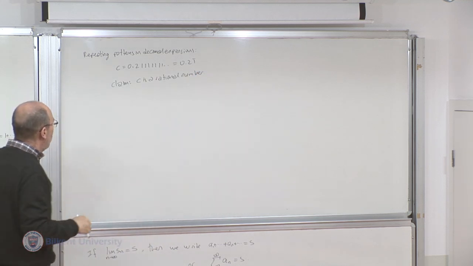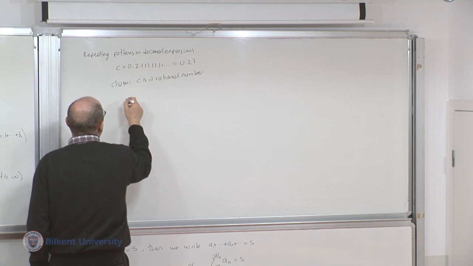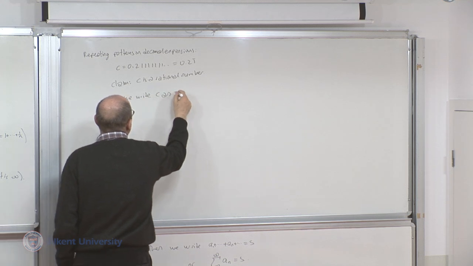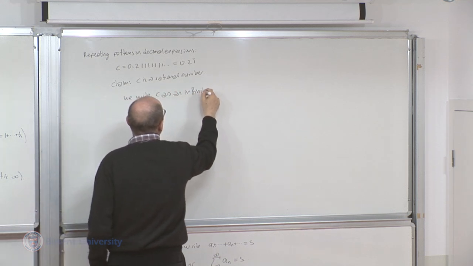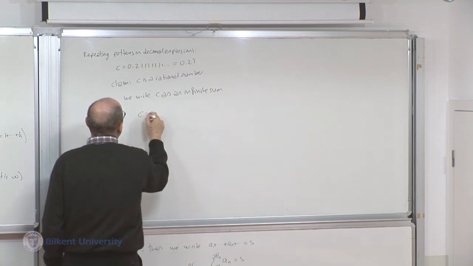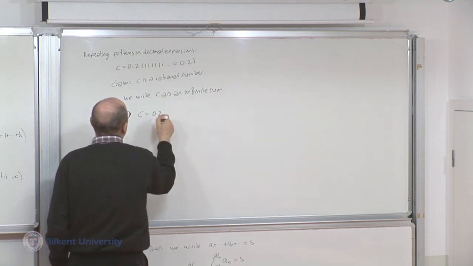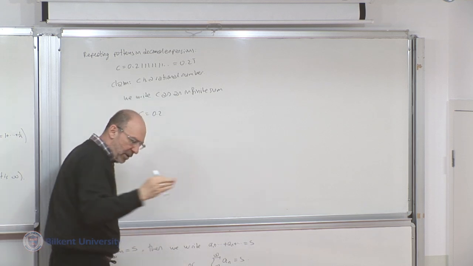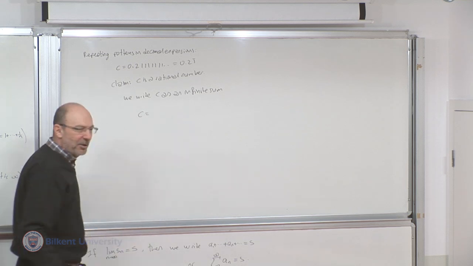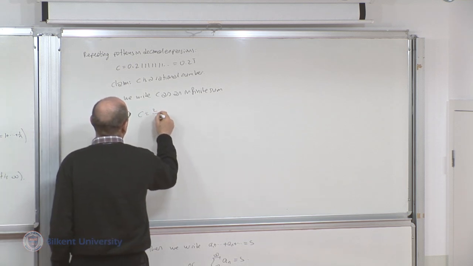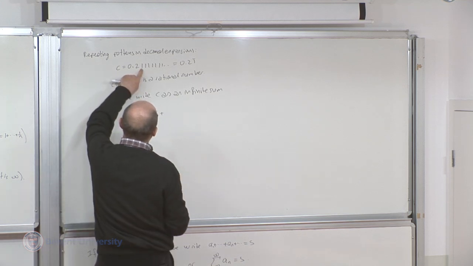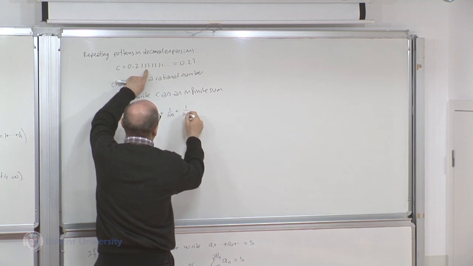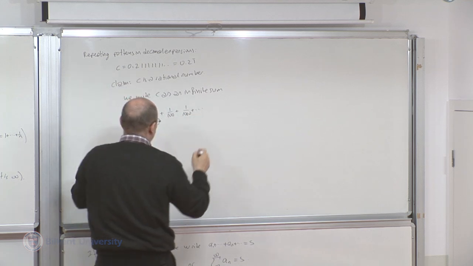Okay, so we check that. So we write C as an infinite sum. C is equal to 0.2. I'll write this as 2 over 10, plus 1 over 100, plus 1 over 1000, plus, so it goes on like this.